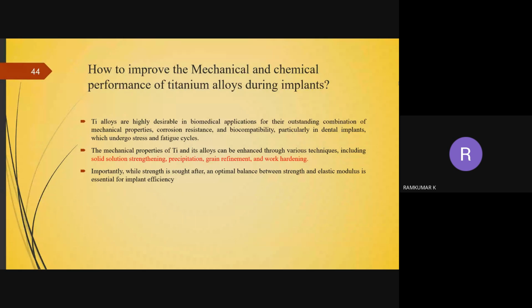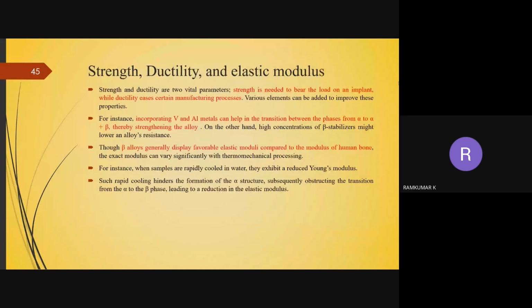So in order to make the titanium work better, we have to incorporate some alloys in the materials to improve its mechanical and chemical performance during the implants. The various processes are there, for example, solid solution strengthening, precipitation, grain refinement, or work hardening. So this helps to balance the strength and elastic modulus, to improve the implant efficiency.